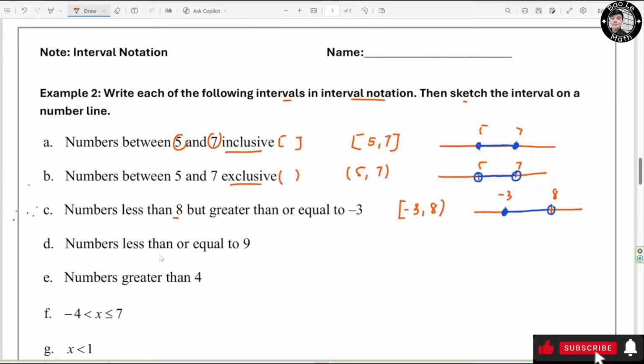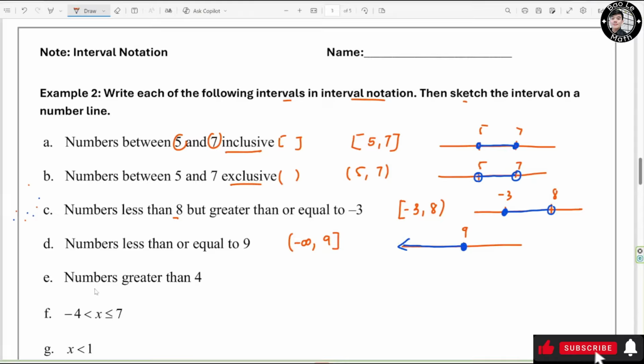D. Numbers less than or equal to 9. So it should be negative infinity, comma 9. Draw the number line, put 9 here. You have the bracket right here, so it should be a closed circle, all the way to the left.